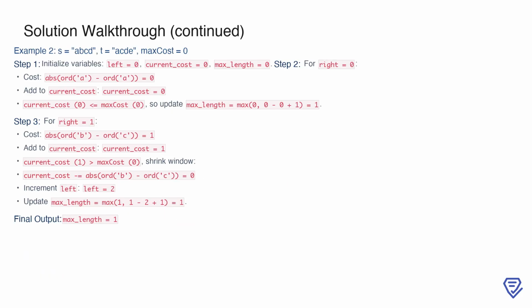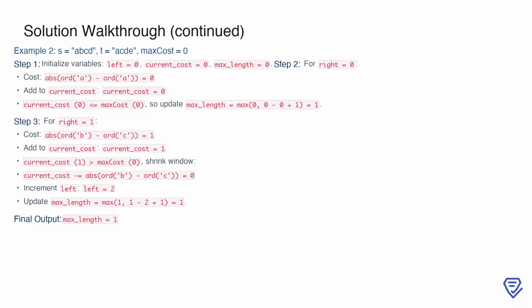In the second example, S is ABCD, T is ACDF, and max cost is 0. Again, we initialize left to 0, current_cost to 0, and max_length to 0. For right equal to 0, the characters are A in both S and T. The cost of this transformation is 0, so adding it to current_cost keeps it at 0. Since current_cost is less than or equal to max cost, we calculate the substring length as 0 minus 0 plus 1, which is 1, and update max_length to 1.